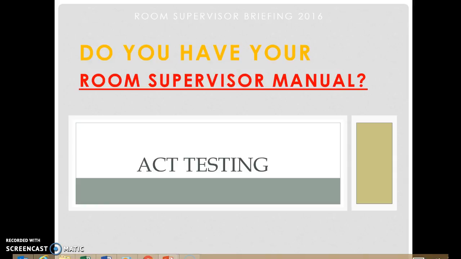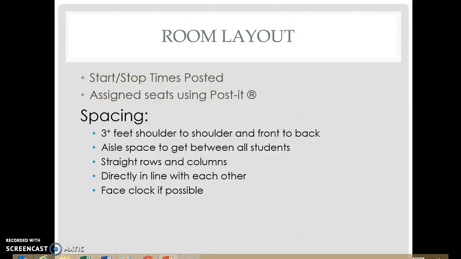I just wanted to cover a few quick items. This shouldn't take too long. Reminder that you do need to have your manual for testing, so if you have misplaced it in the last week, make sure you locate that and have it ready to roll.